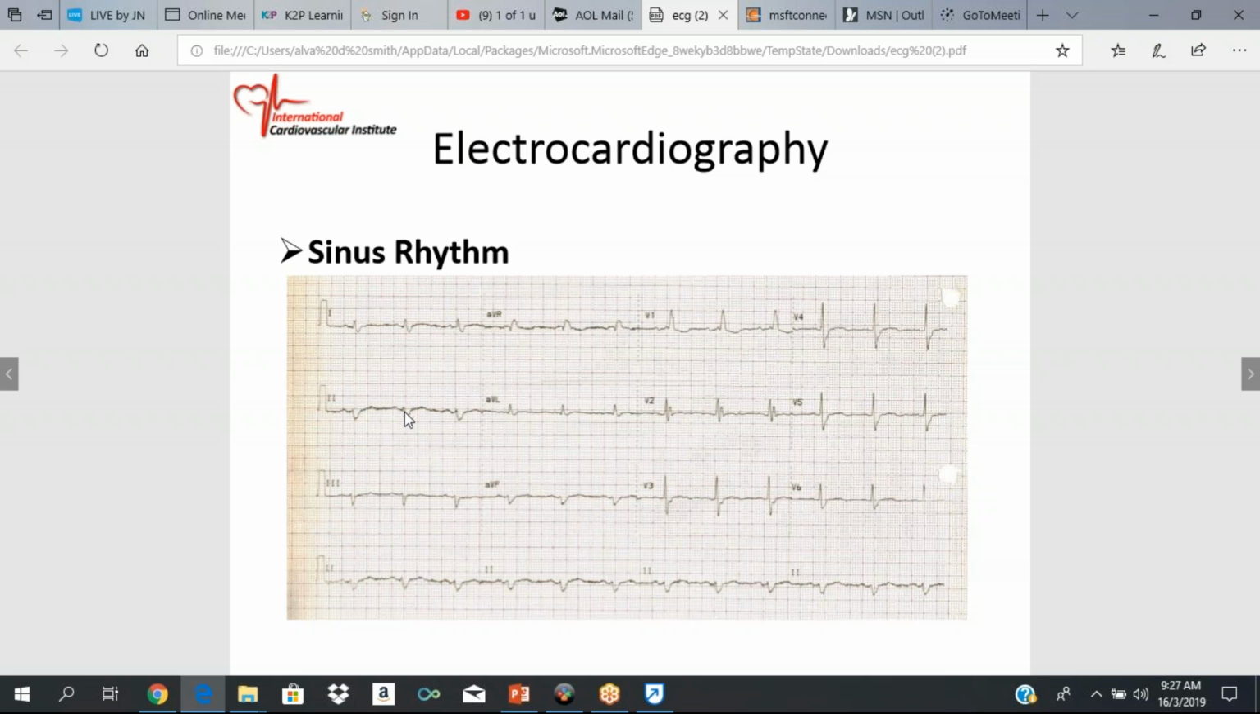So to measure the duration of the QRS complex, you can use lead 2. It starts from there and it finishes about there. So it's about 2 tiny blocks. Each tiny box is 40 milliseconds, so the duration is about 80 milliseconds. Okay, so all the criteria for normal sinus rhythm are satisfied. So this is normal sinus rhythm.